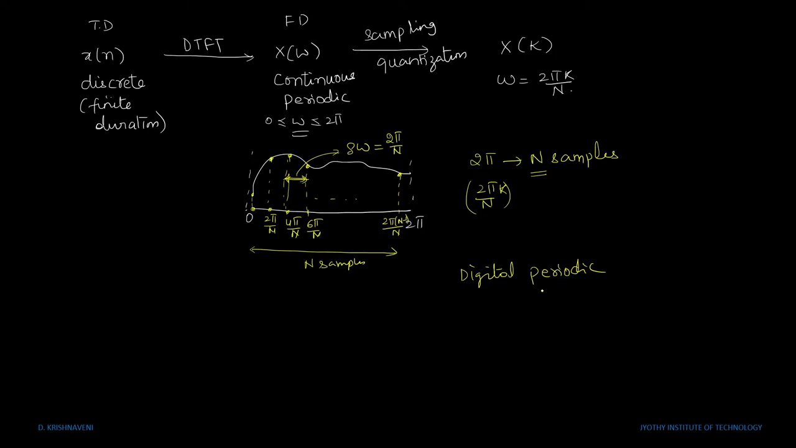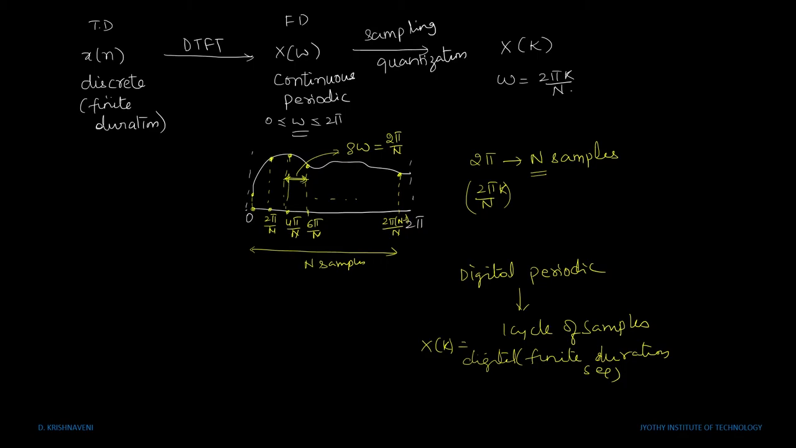Now from this digital periodic signal, we take one cycle of samples. This one cycle of samples we take to get a finite duration sequence. So now this is a digital and finite duration sequence, and this we represent as X of k.